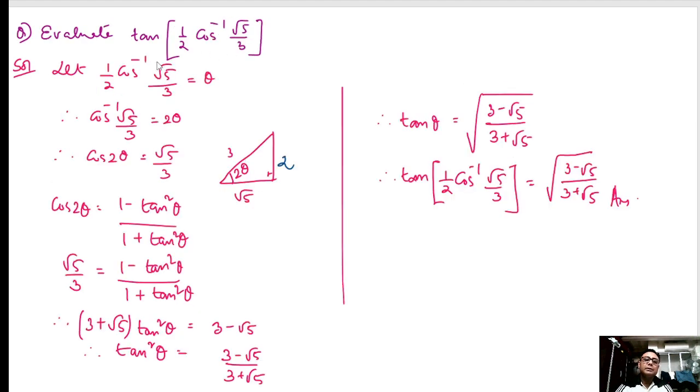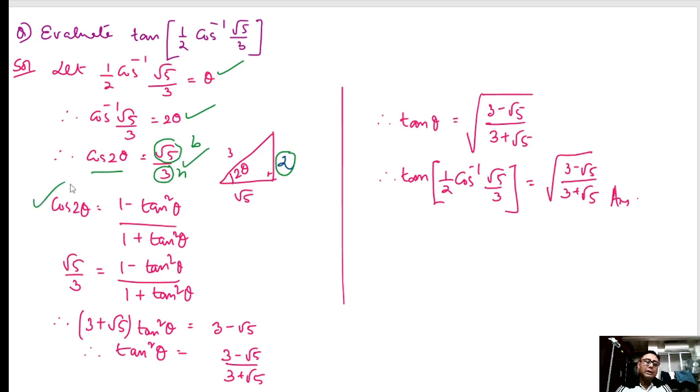So next is evaluate tan of half cos inverse root 5 by 3. So let half cos inverse root 5 by 3 be theta. So cos inverse root 5 by 3 is 2 theta. So cos 2 theta is root 5 by 3. So we can understand that this is my base and this is my hypotenuse. So I get the perpendicular.